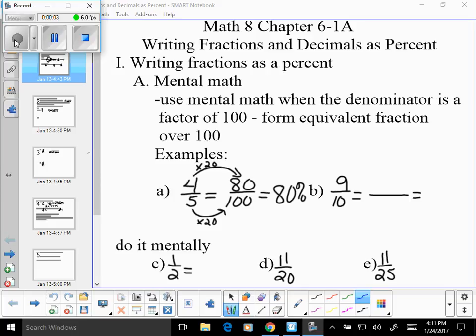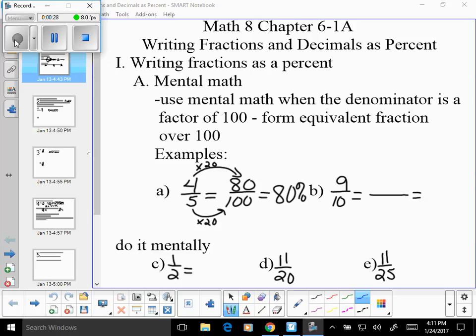Hello, 8th graders. We are going to be starting Chapter 6 with Lesson 6-1A, Writing Fractions and Decimals as Percents. I just want to remind you that a percent is really a ratio over 100. So we really can think of it as a fraction with the denominator of 100. The first part of our lesson is going to be writing fractions as percents.